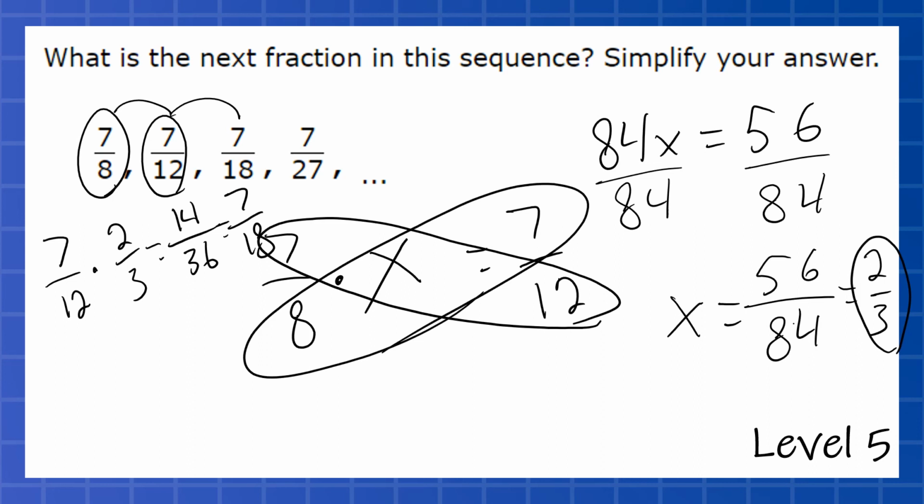So for our next number in our sequence, we're going to go back up and look for our next number. If we multiply by 2 on the top and 3 on the bottom, then what we're going to end up with is 14 over 27 times 3 is 81. And can I simplify that at all? Nope.